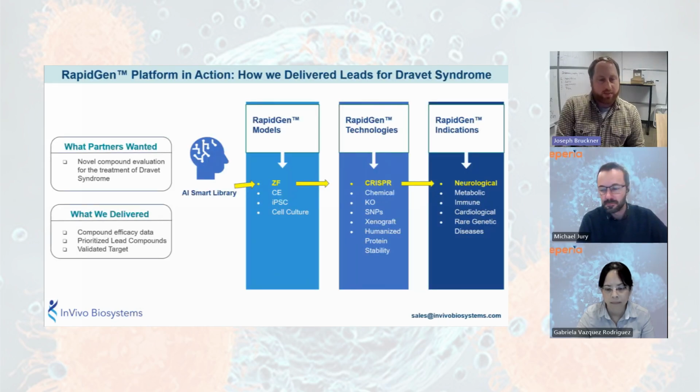So I wanted to give you one more specific example of how our RapidGen platform has worked for a partner. So in this case, we started with a zebrafish RapidGen model. We applied our CRISPR technologies to address a neurological indication.